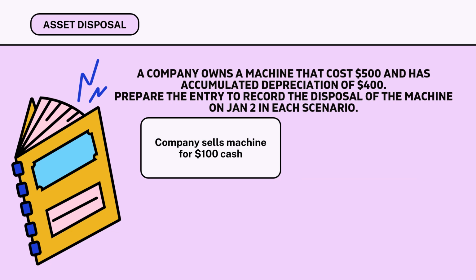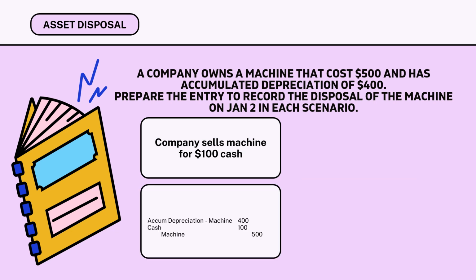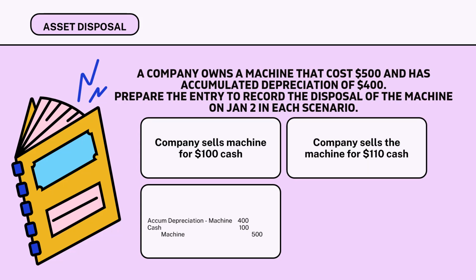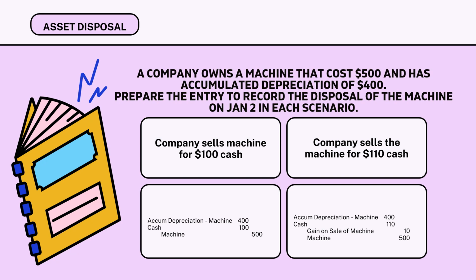The company owns a machine that costs $500 and has accumulated depreciation of $400. We have two more scenarios. The company sells the machine for $100 in cash. You will debit accumulated depreciation on the machine for $400, debit cash for $100, and credit machine for $500. And if the company sells the machine for $110 in cash, you would debit accumulated depreciation on the machine for $400, debit the cash for the amount you received, $110, credit a gain on the sale of the machine for $10, and credit the machine for $500.